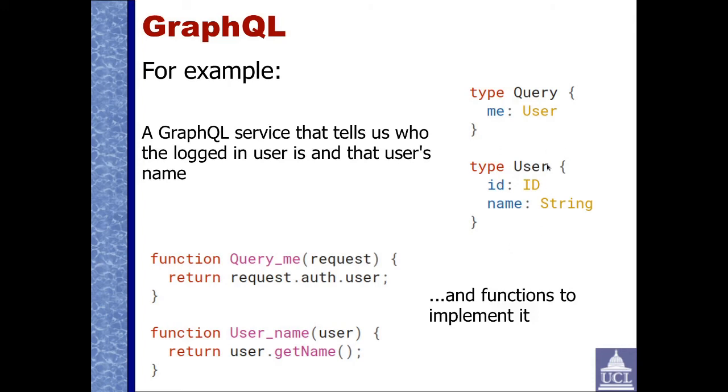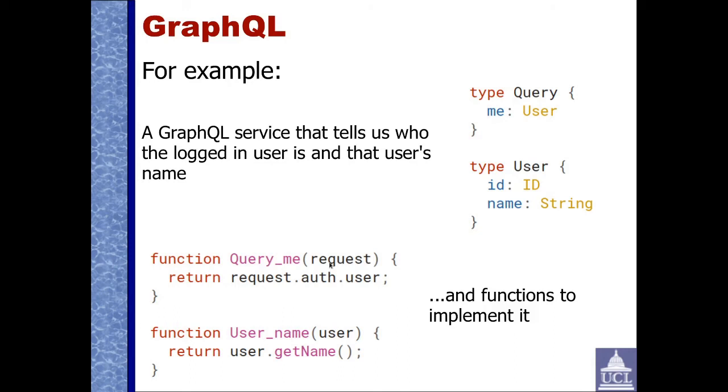So we then define the type user as having an ID, and that is some sort of identifier, and a name, which is a string. So that's all we have to do in order to define what the GraphQL service looks like. This is obviously a very simple service, doesn't do very much. And we then need to define functions that implement this. So this happens to be written in JavaScript, but it could be whatever language you like. Essentially, we have a function called query_me. So that's relating this type query to this field, me.